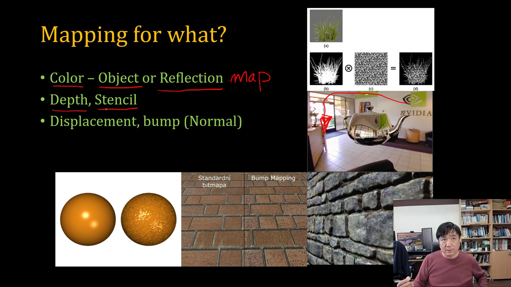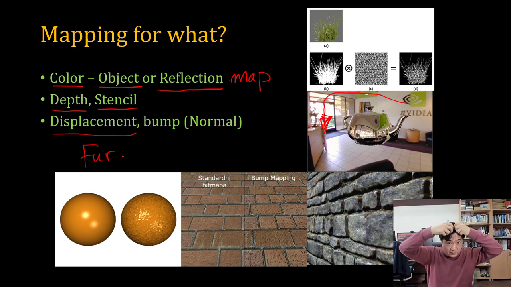Sometimes there is a very special purpose of texture mapping, which is displacement mapping. Displacement mapping is used, for example, for fur. Do you remember some animation movies, like Monsters, Inc.? In that case, the character has a lot of hair. There are so many hairs, more than 100,000 hairs. It is not possible to model each hair in computer graphics. So in that case, we can use displacement mapping to express fur.